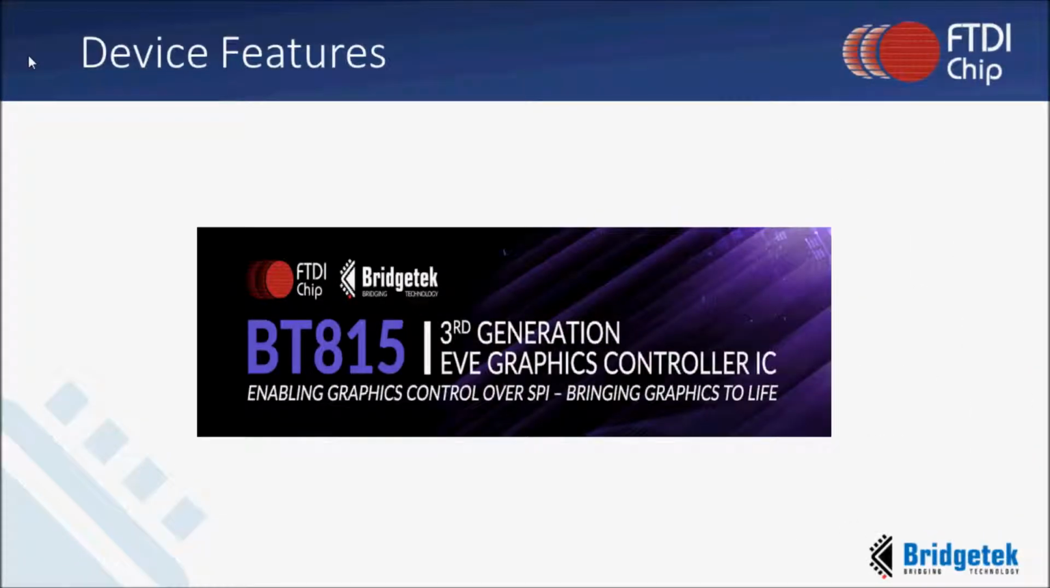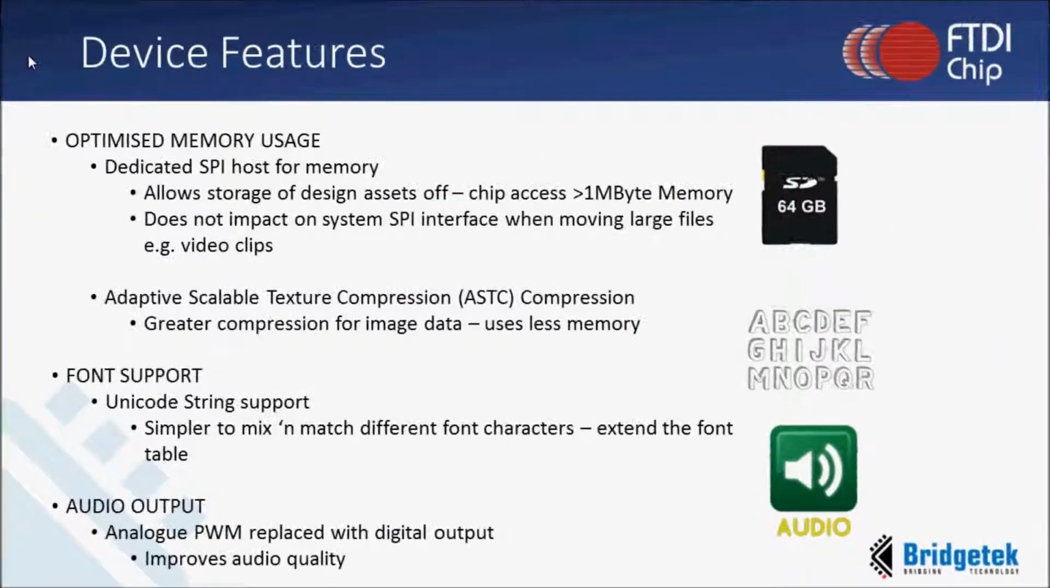So what are the main device features of our new third generation Eve graphics controller ICs? Well, they're optimized for memory usage with the inclusion of a dedicated SPI host port for memory. This allows storage of design assets off-board the chip, in addition to the 1 MB internal memory. This does not impact system SPI performance when moving large files, ergo video clips.